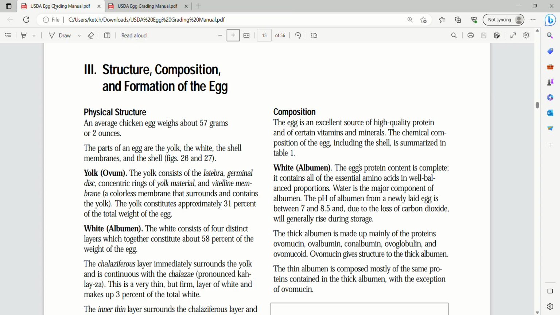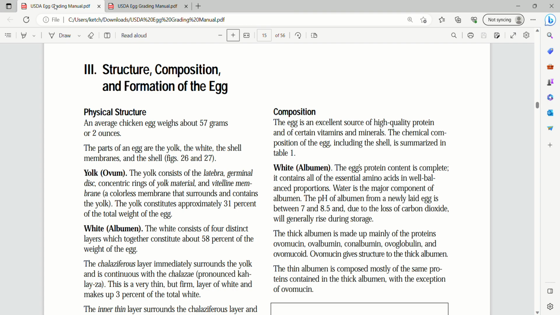Yolk, ovum. The yolk consists of the latebra, germinal disc, concentric rings of yolk material, and vitelline membrane, a colorless membrane that surrounds and contains the yolk. The yolk constitutes approximately 31% of the total weight of the egg.